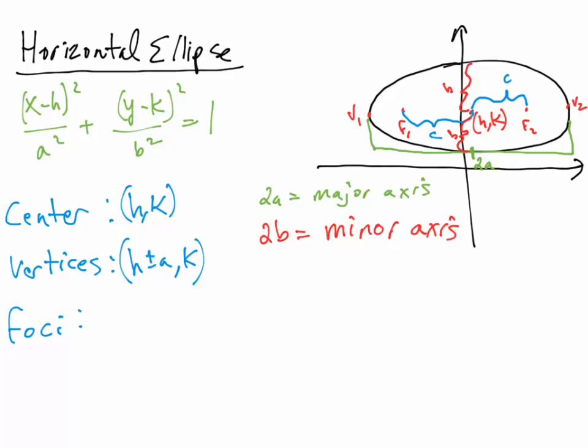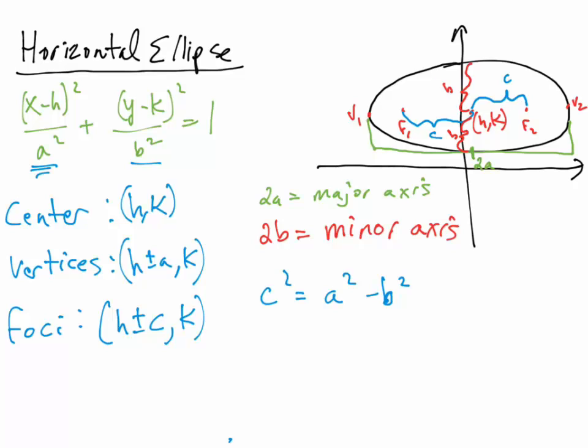Then the focal points, similarly, I'm going to move c units away from the center. So I'm going to say (h plus or minus c, k). Now, we know where a and b come from. Those show up in the standard form of the equation, but for the c value, we need to solve this equation: c squared equals a squared minus b squared. That's how we can calculate the c value. One last thing to mention about the equation of an ellipse.